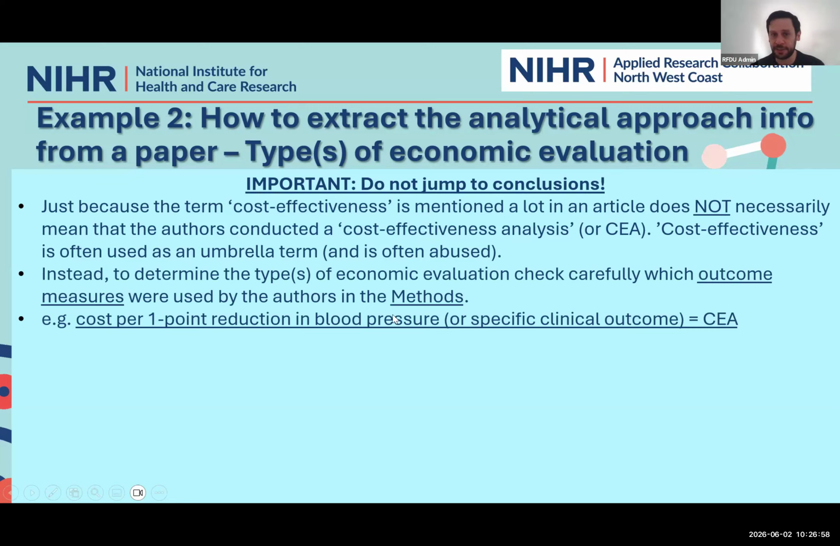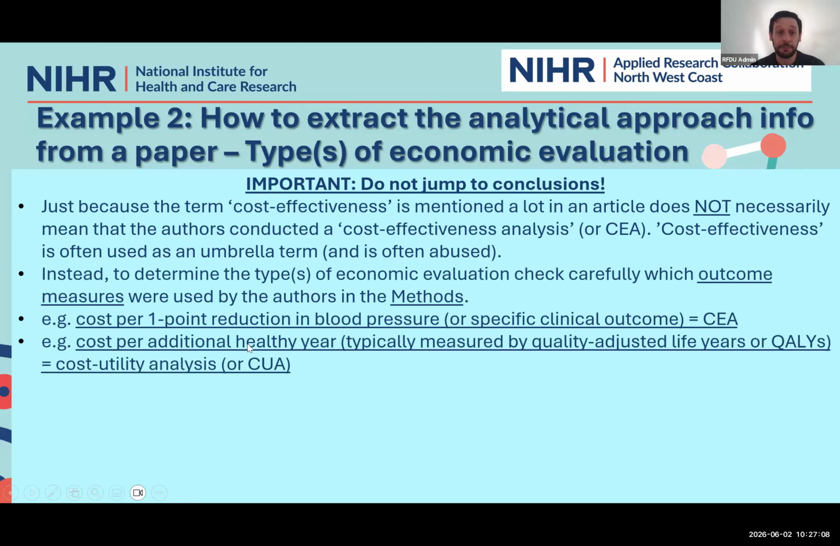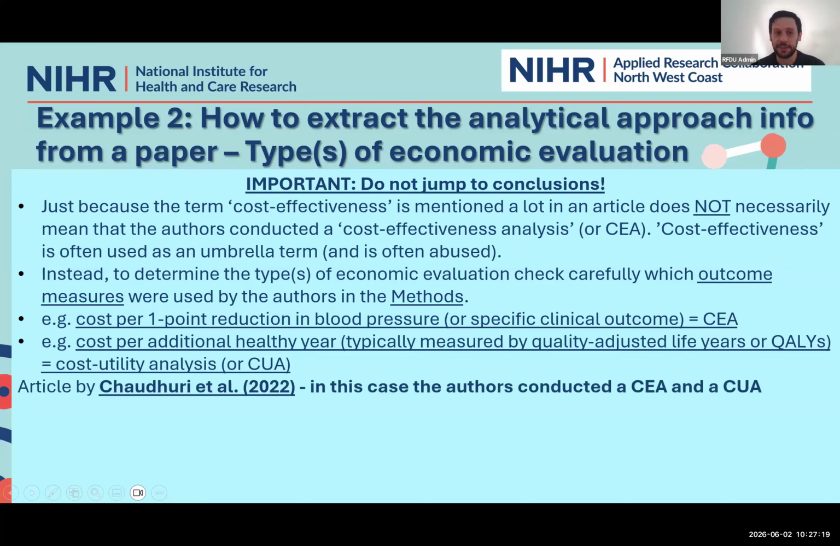Now, blood pressure is an outcome which is measured in natural units. It's a specific clinical outcome, so it's likely that they have run a cost effectiveness analysis. But instead, if they looked at the cost per additional healthy years, typically measured by QALYs, then the authors will have done a cost utility analysis in that case.